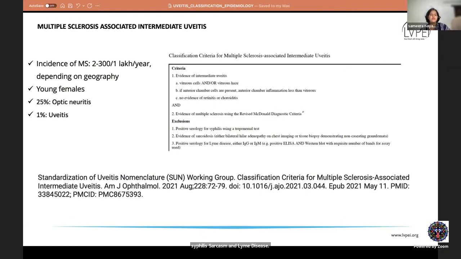Next is multiple sclerosis associated intermediate uveitis. The MS incidence is 2 to 300 per 1 lakh per year, depending on the geography. Usually females are affected. 25% of MS patients will develop optic neuritis. Optic neuritis is more common than uveitis; only 1% may develop uveitis. In this, the classification criteria are evidence of intermediate uveitis with evidence of multiple sclerosis using the revised McDonald diagnostic criteria. In this, they have also excluded syphilis and sarcoidosis.